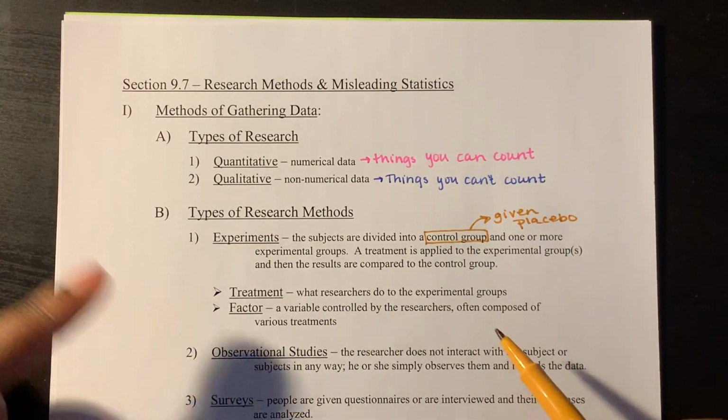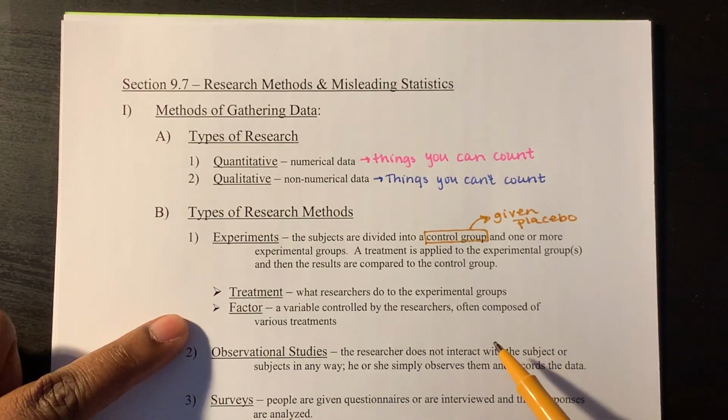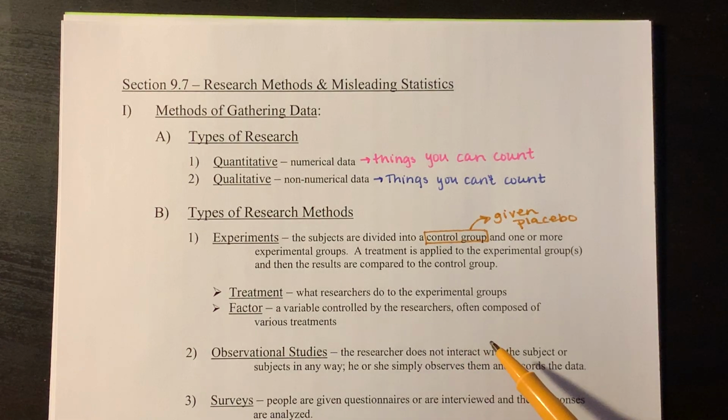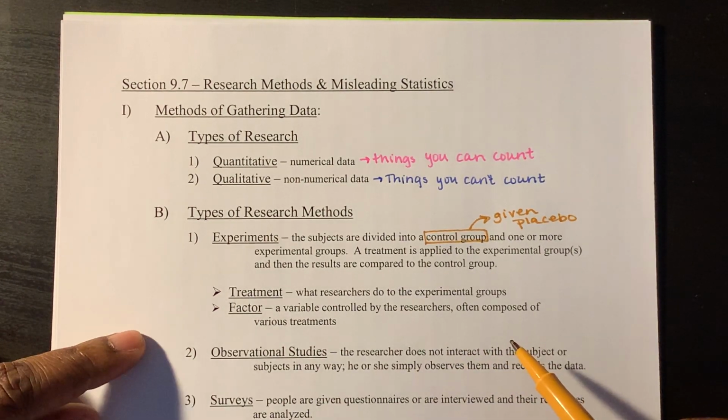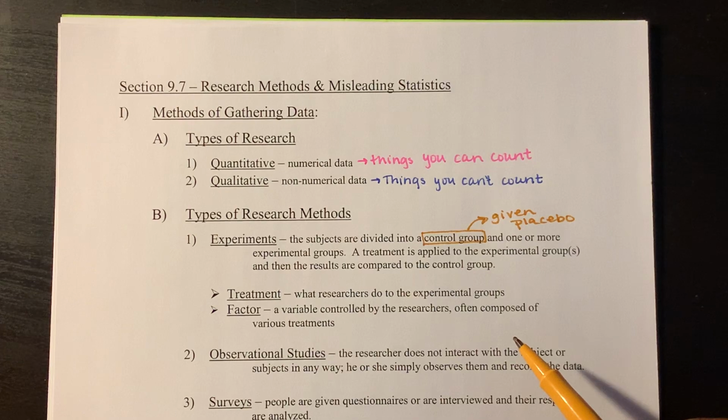So one group gets a treatment, one group doesn't. The factors of variable controlled by the researchers, often composed of various treatments. So the researcher knows who got the fake treatment, who got the real treatment.